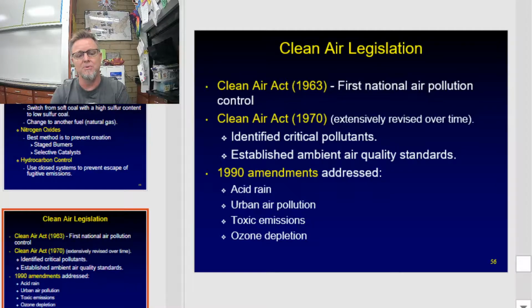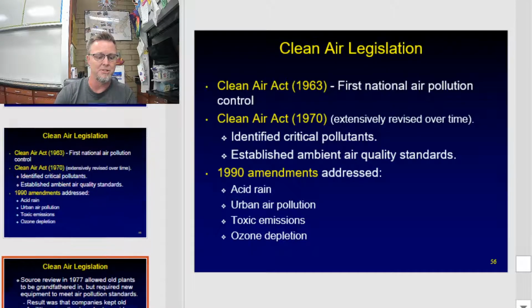Legislation. So there's some laws that you need to know. The Clean Air Acts of 1963 and 1970, followed by some amendments to that in 1990. In 1963, the Clean Air Act was first passed to establish parameters for pollution control in the United States. It was amended 7 years later to identify specific pollutants that we were going to worry about and establish some ambient air quality standards, outside of which we were not going to operate. In 1990, we addressed acid rain, urban air pollution, toxic emissions, and ozone depletion.